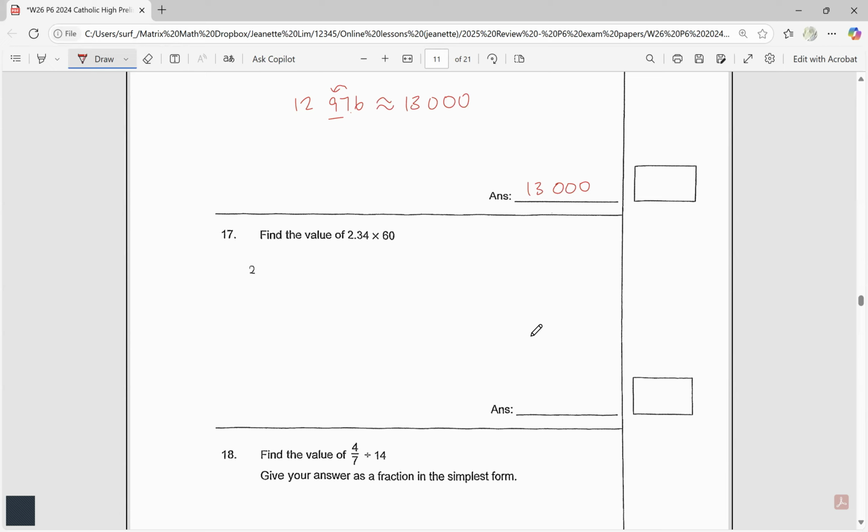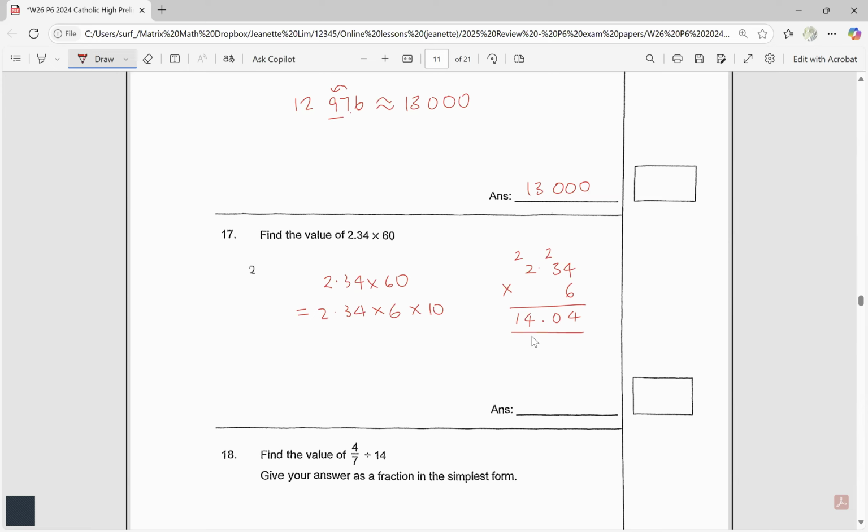17, find the value of 2.34 times 60. So without a calculator, this is how you do it. You can multiply by 6 first, then multiply by 10. So 2.34 times 6. In your answer, your decimal point has to be here. Okay, so 4 times 6, 24. Then 3 times 6, 18. Plus 2, so 20. 2 times 6, 12. Add 2 is 14.